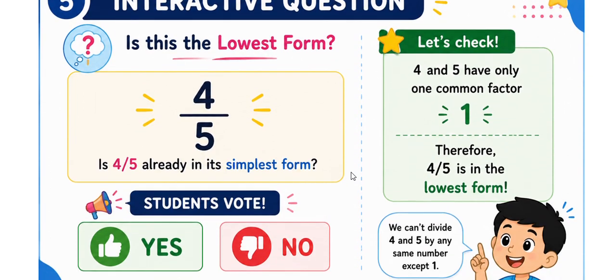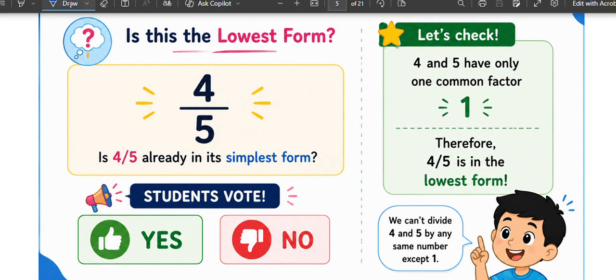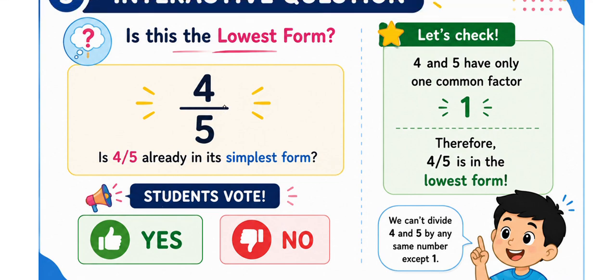Now let's see another question. Is this the lowest form, 4 upon 5? Is 4 upon 5 already in its simplest form? Tell me yes or no. Yes, obviously it is in lowest form. Why? Because 4 and 5 cannot be divided by a same common number except 1. So yes, they are in simplest form. Reason is also given: 4 and 5 have only one common factor, which is 1. So it is in lowest form.